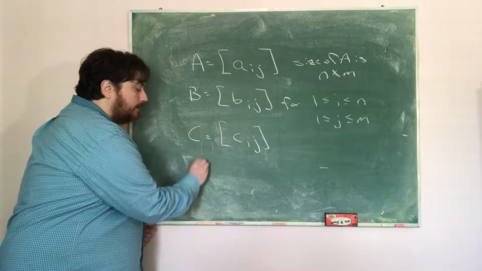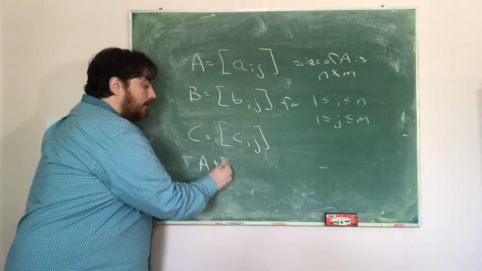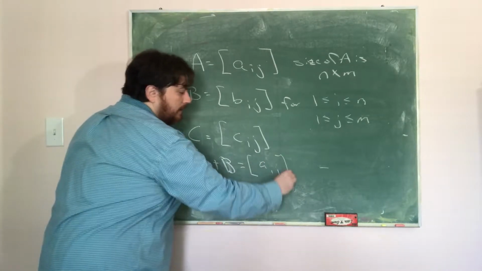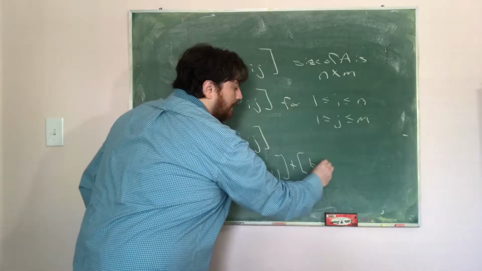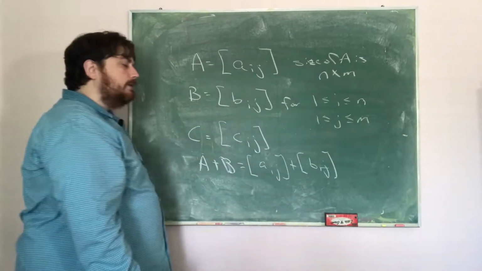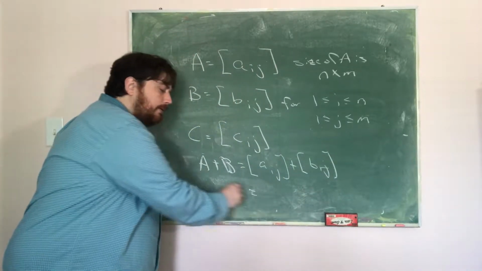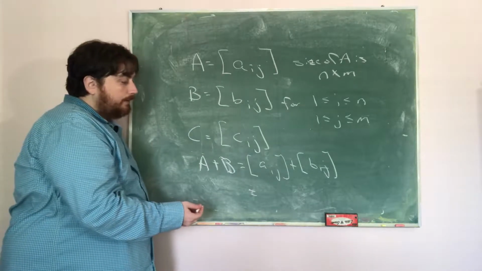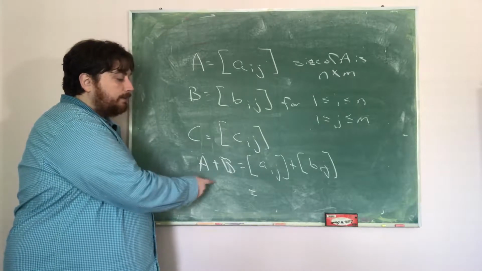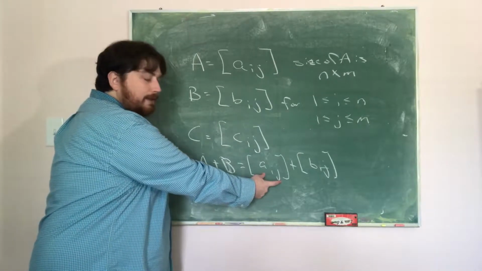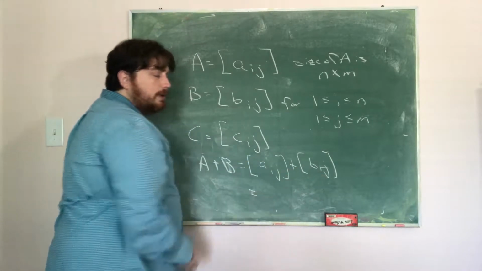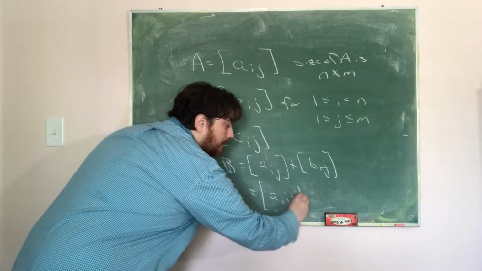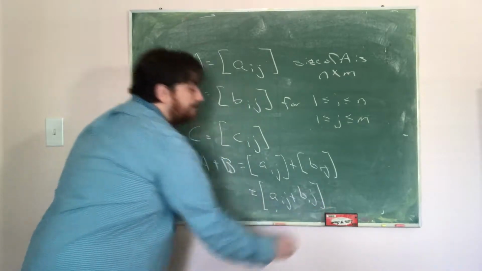So now if I take, let's say, A plus B, what I'm going to end up with is A sub ij plus B sub ij. If I want to find the sum of two matrices, I just add these component-wise. So if I want to find the entry in the ith row of jth column of my new matrix, I would just take the entry in the ith row of jth column of the first plus the entry in the ith row of jth column of the second. So I'm going to end up with A sub ij plus B sub ij.